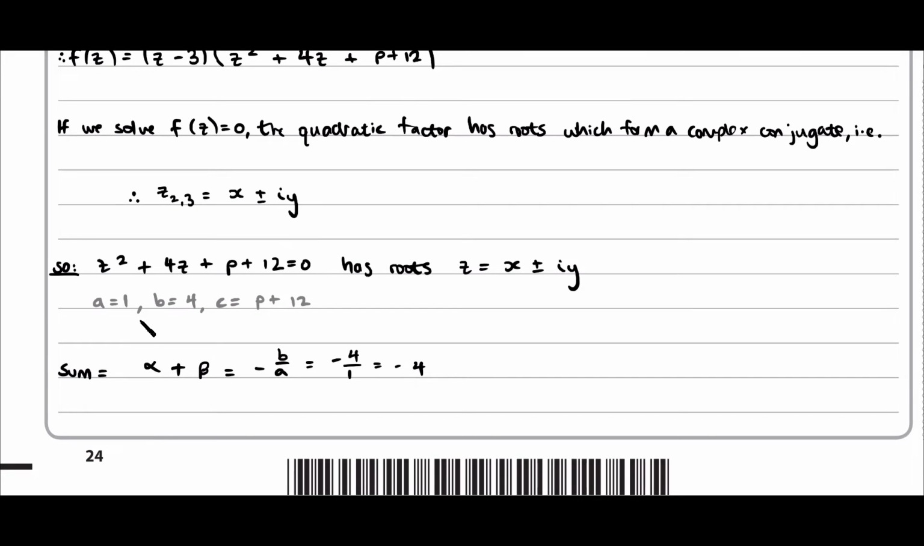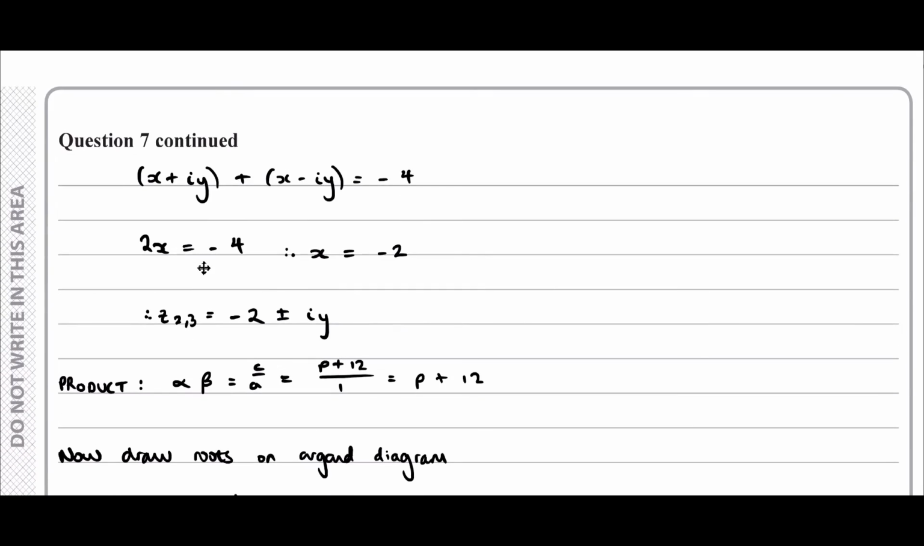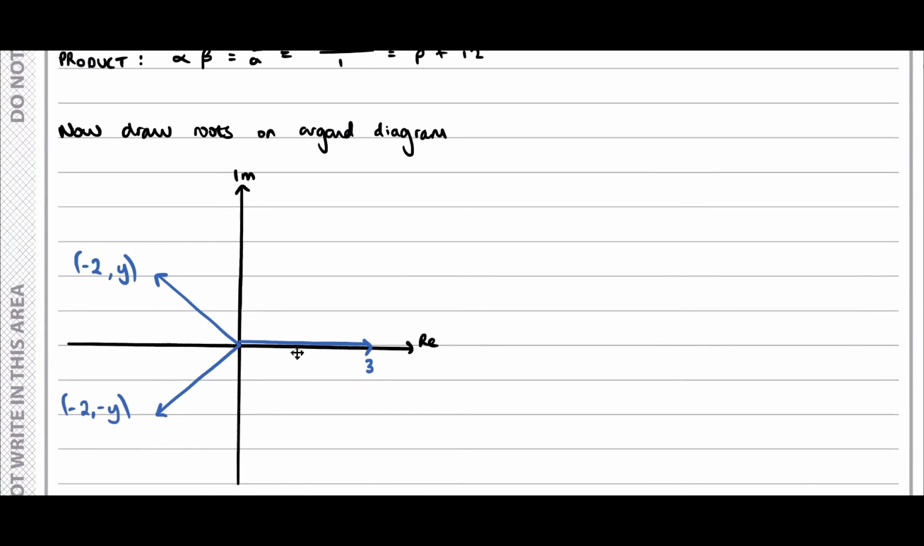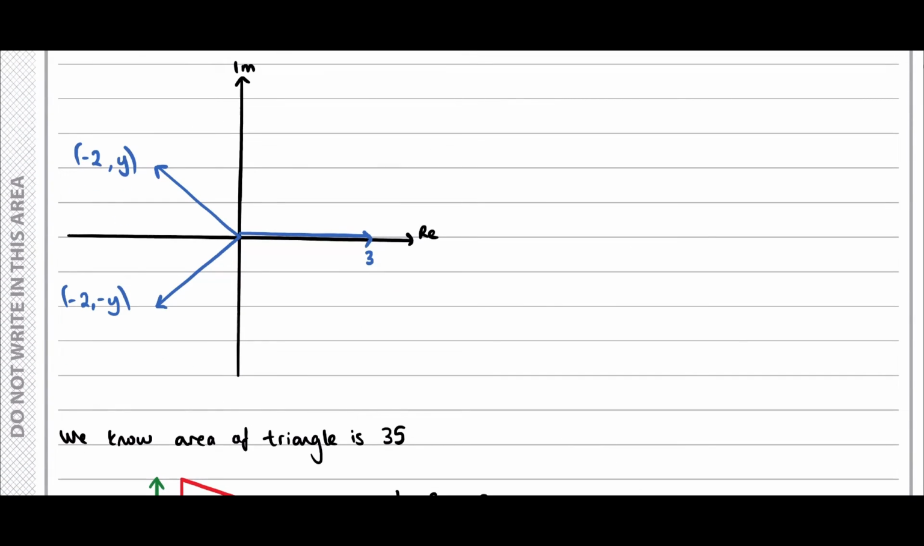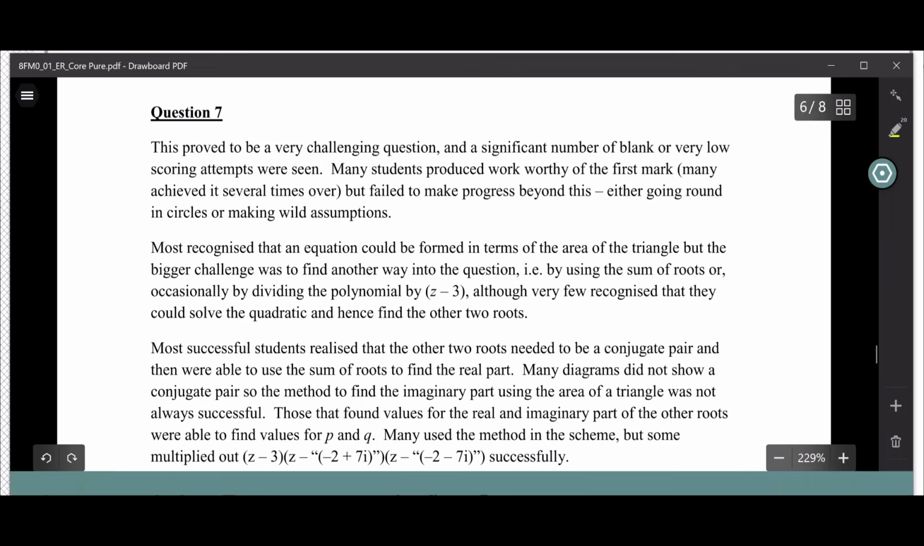So what we've done over here, when we form a quadratic, is totally legit, and then we can use the sum of the roots and the product of roots to basically form the area of the triangle, which we did towards the end of the question.